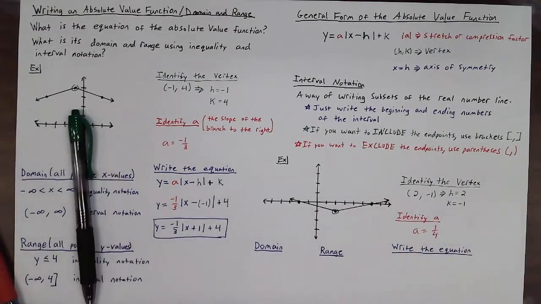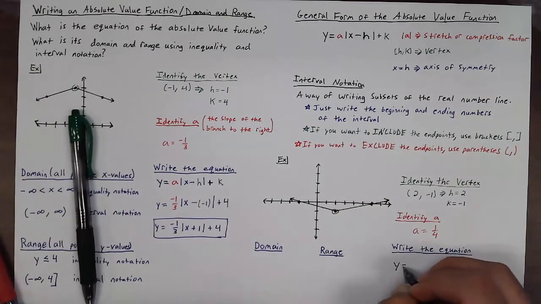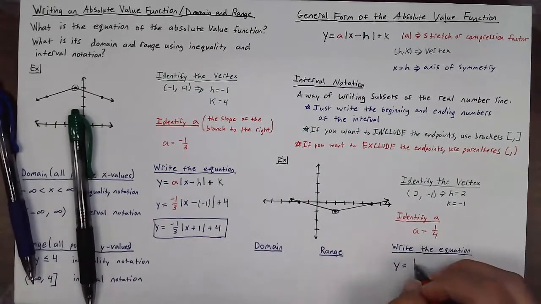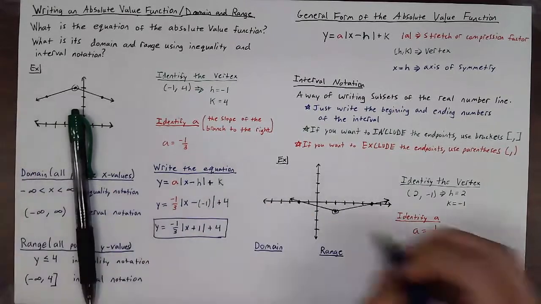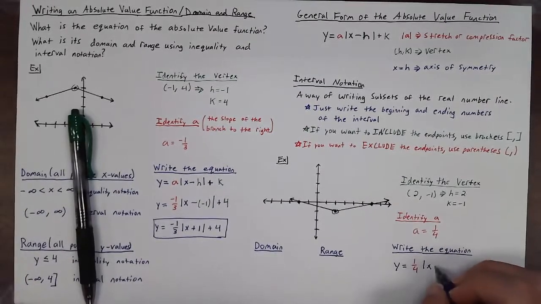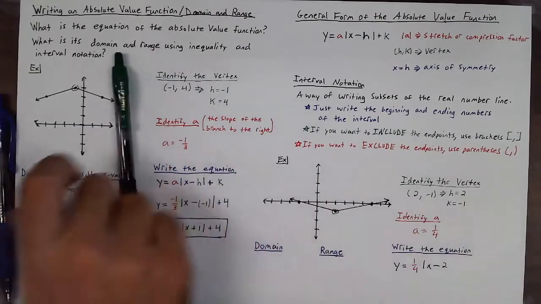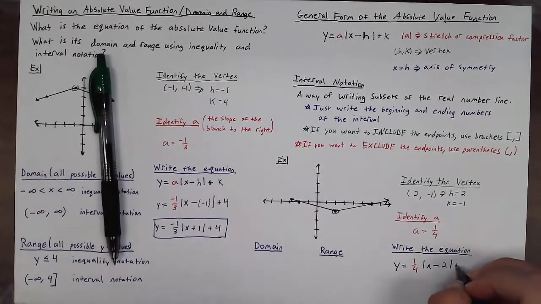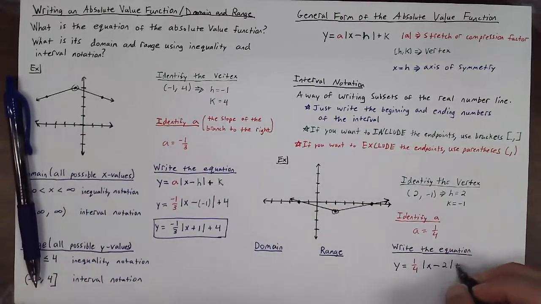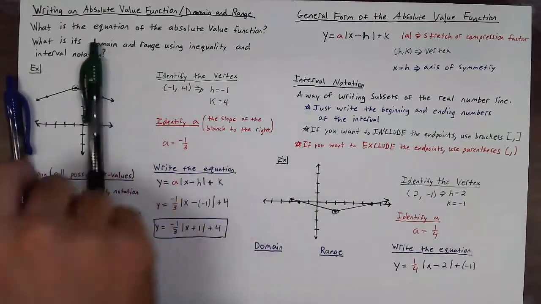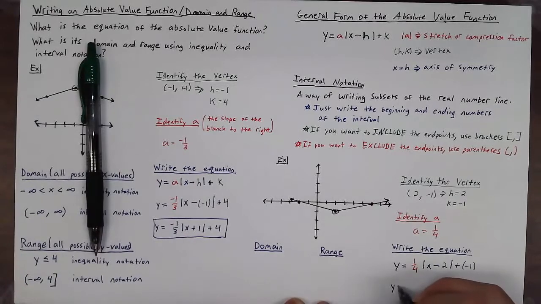Writing that equation, I'll get y is equal to 1/4 times the absolute value of x minus negative 2 and then plus negative 1, which when simplified gives me the equation y is equal to 1/4 times the absolute value of x plus 2 minus 1. So there's my equation.